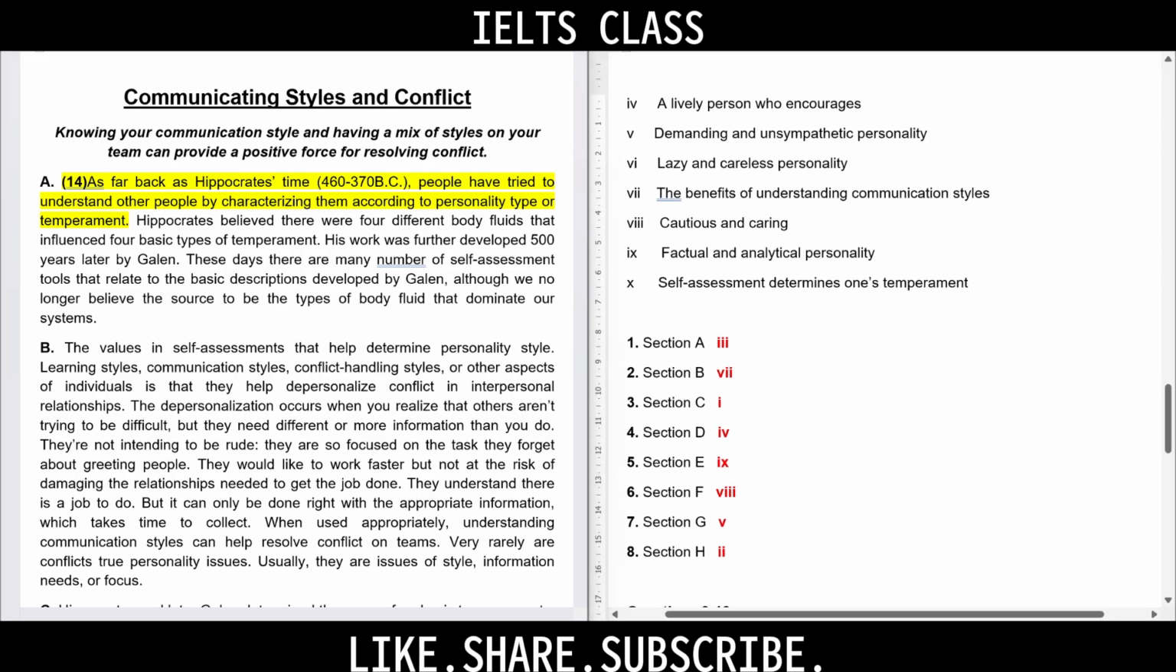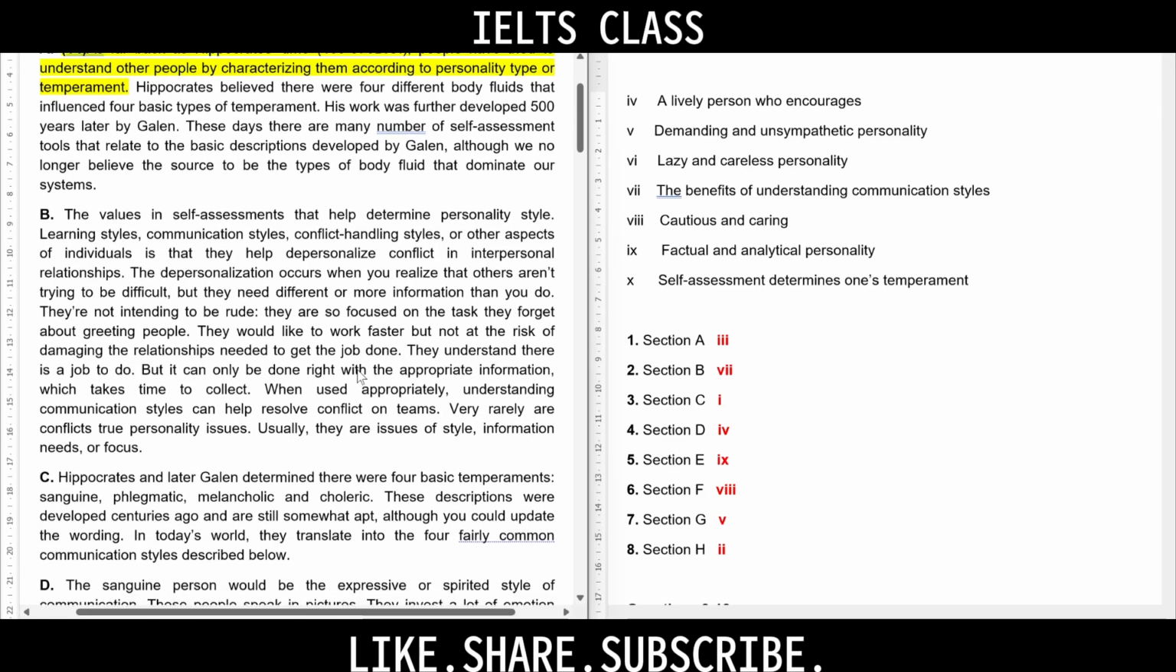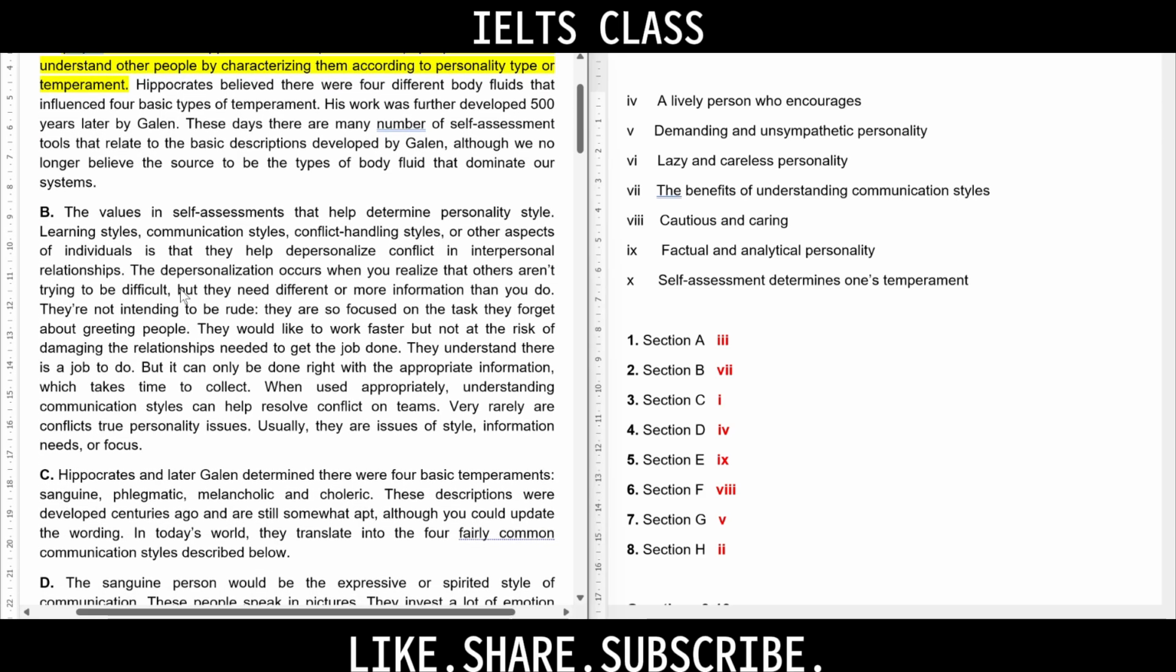Now let's read para B for titling it. The values in self assessments that help determine personality style. So now they have talked about that factor which would determine the personality style, and that factor is the value.